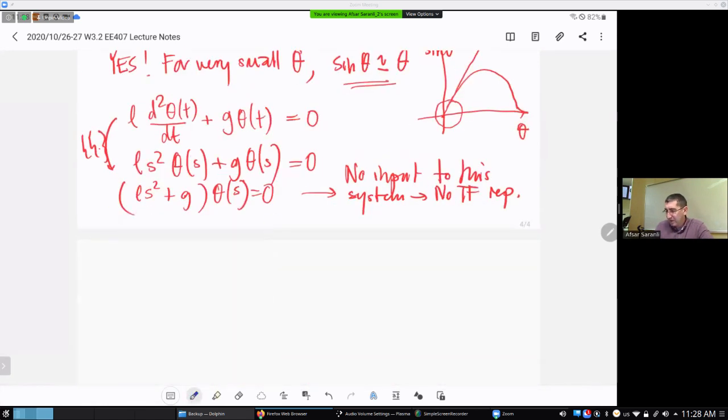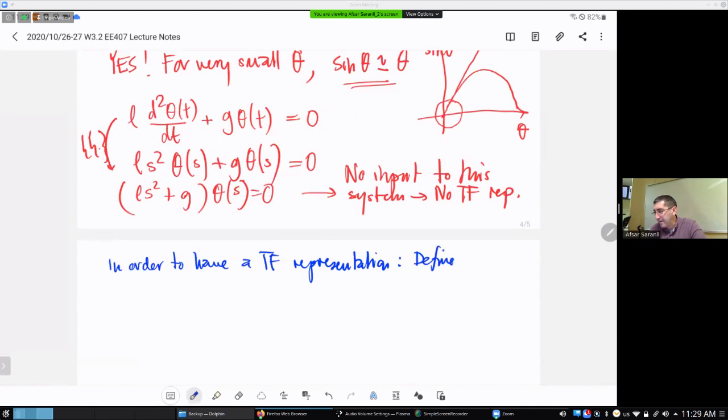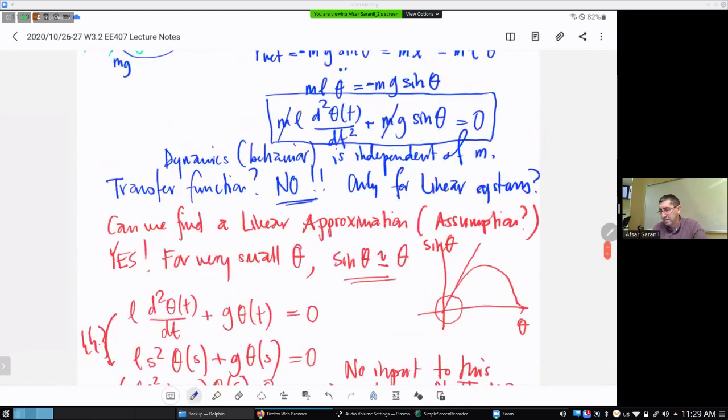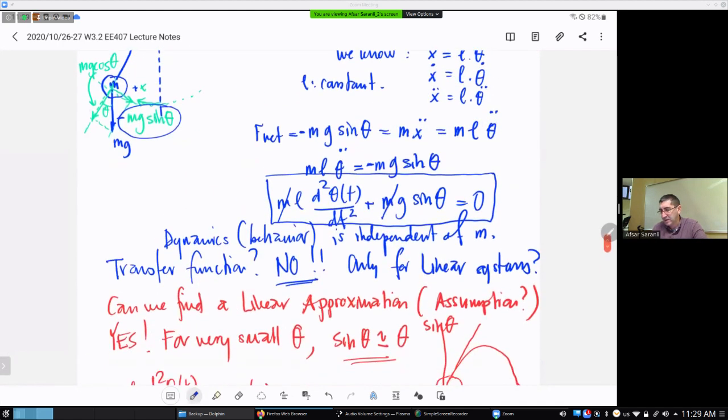In order to have a TF representation, define, let's see.